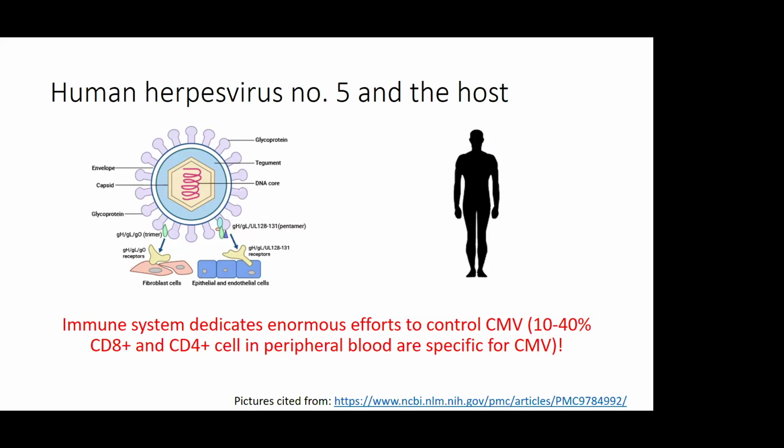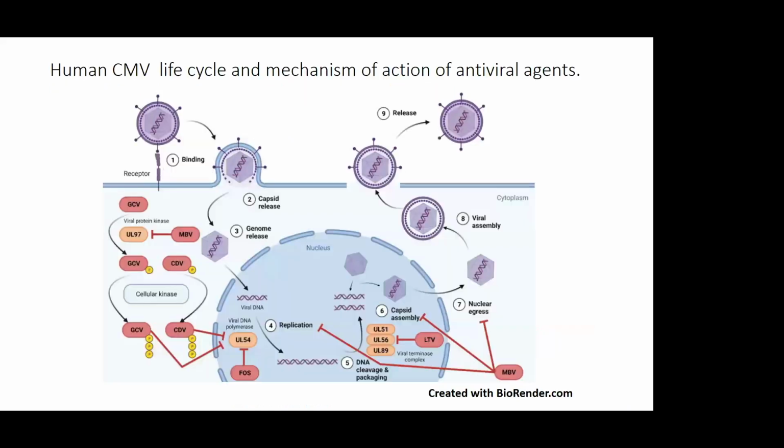However, a lot of effort is made by the immune system to control the virus. The immune system dedicates 10 to 40% of the CD4 cells in the peripheral blood that are actually specific for CMV, and this is just to tell you how much dedication is given to this virus by the immune system.